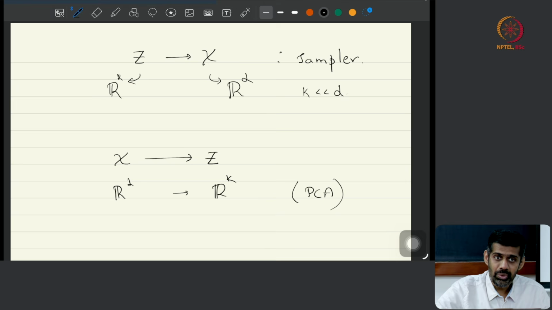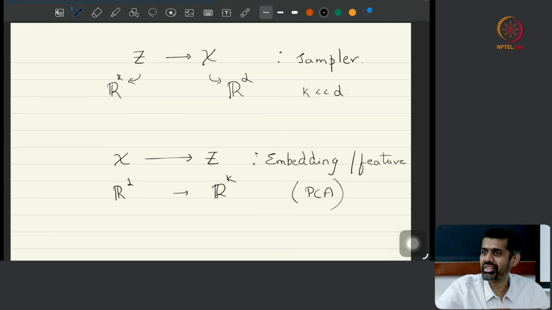Later in the course we will see methods like variational autoencoders, which actually do both: take the data and project it onto a lower dimensional subspace, and from there get back to the data ambient space. The transformation from the lower dimensional space to the data space is the sampler. The other way around is embedding or feature extraction. The offline version of this course is named representation learning. The projection of data onto a lower dimensional space is what is called a representation or embedding.